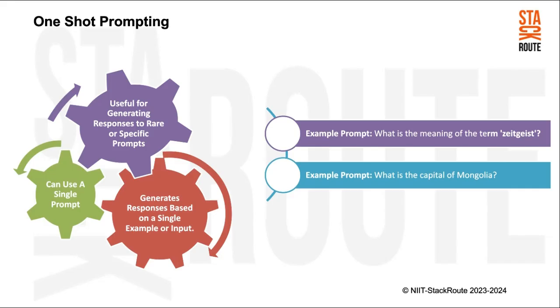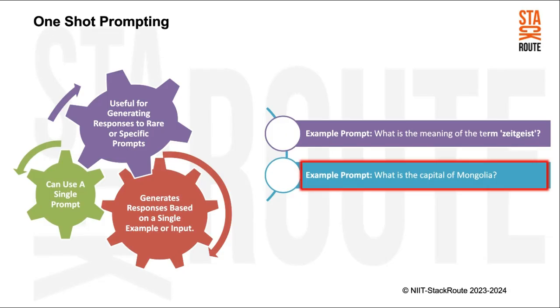So for example, you might use one-shot prompting to ask ChatGPT to generate a response to a new technical term or acronym that it has not seen before. By providing a single example or definition of the term, ChatGPT can use its understanding of language patterns and context to generate a coherent response. Examples are shown on the screen. The first one is, what is the meaning of the term Zeitgeist? And the next one is, what is the capital of Mongolia?